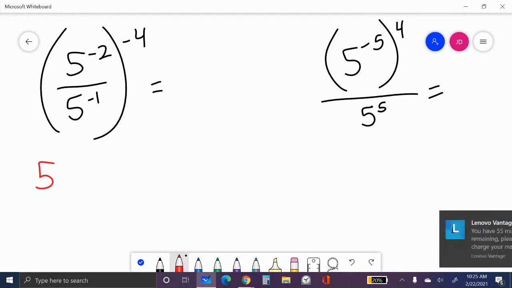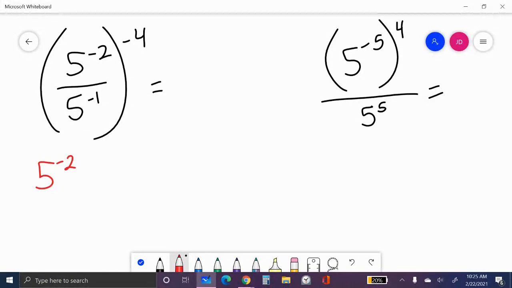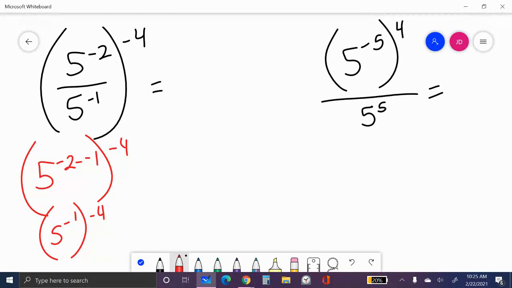So it's 5 to the negative second minus negative 1, which is 5 to the negative first power. Negative 2 plus 1 is negative first power. And power to a power, you keep the base and multiply the exponents, which is just 5 to the positive 4. And since it's a positive exponent, it is completely simplified.